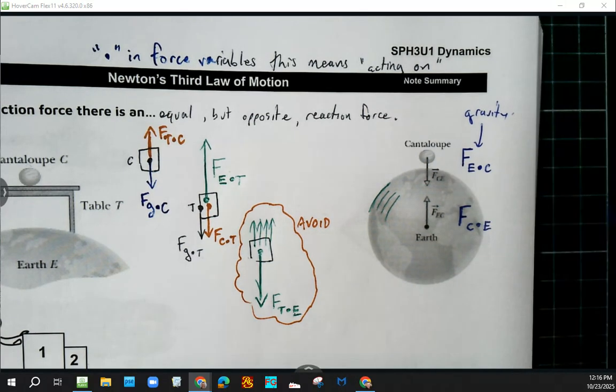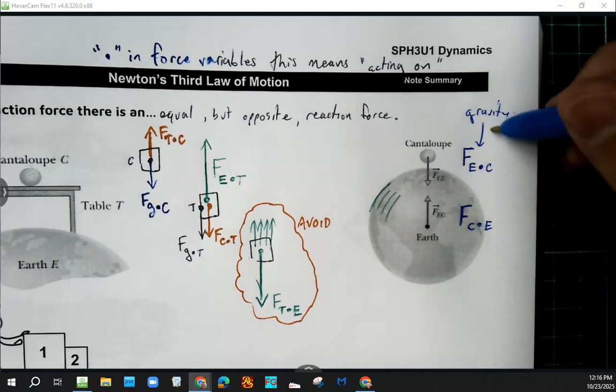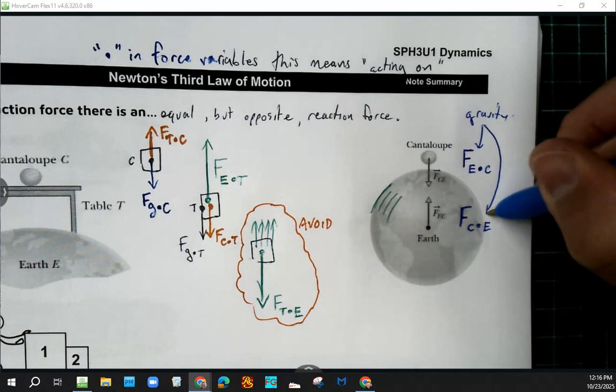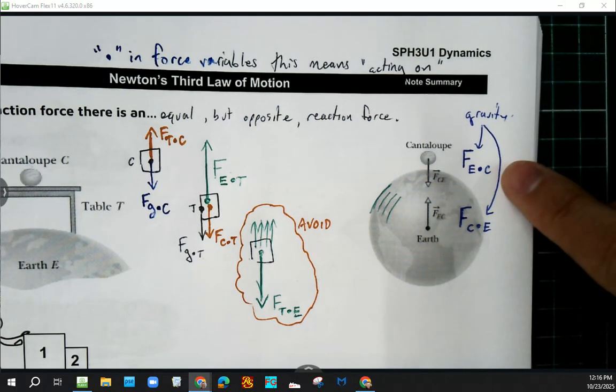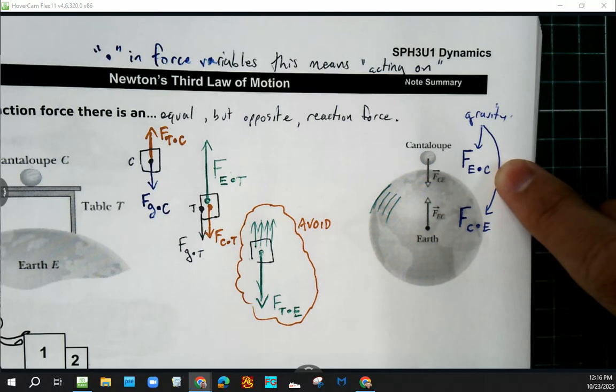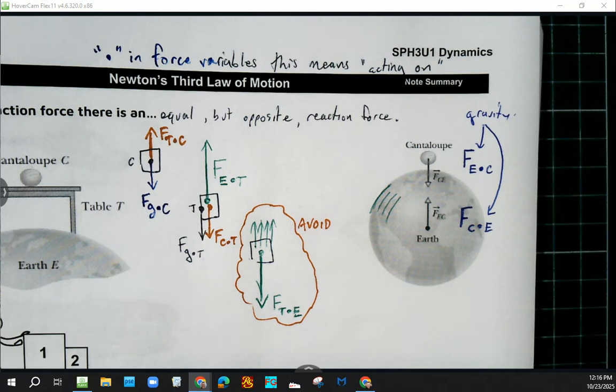Because something that they don't usually tell you when you're a little kid, well, maybe they did, depends on the people you talk to. But if the Earth exerts a force of gravity on you, did you know that you also exert a force of gravity on the Earth? You're attracted to the Earth, but the Earth is also attracted to you.